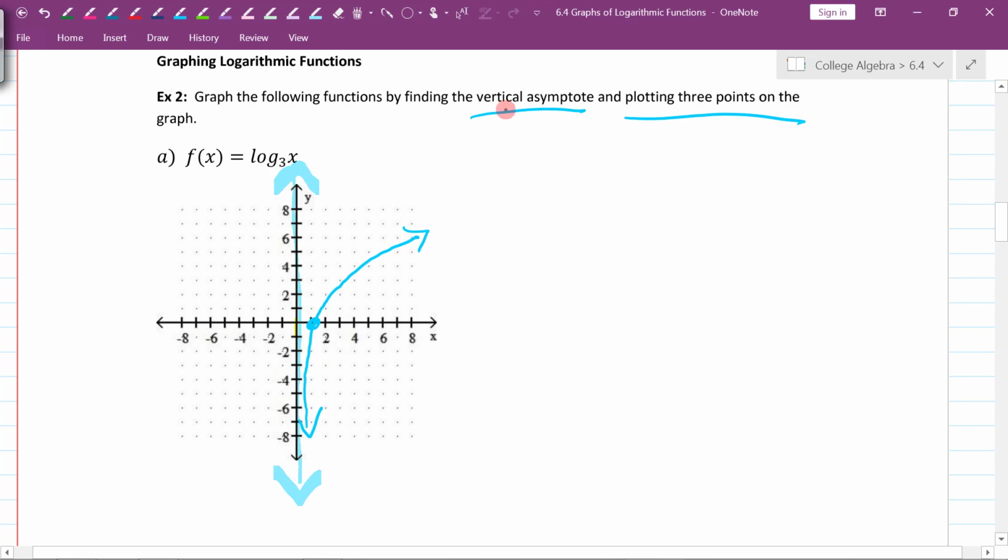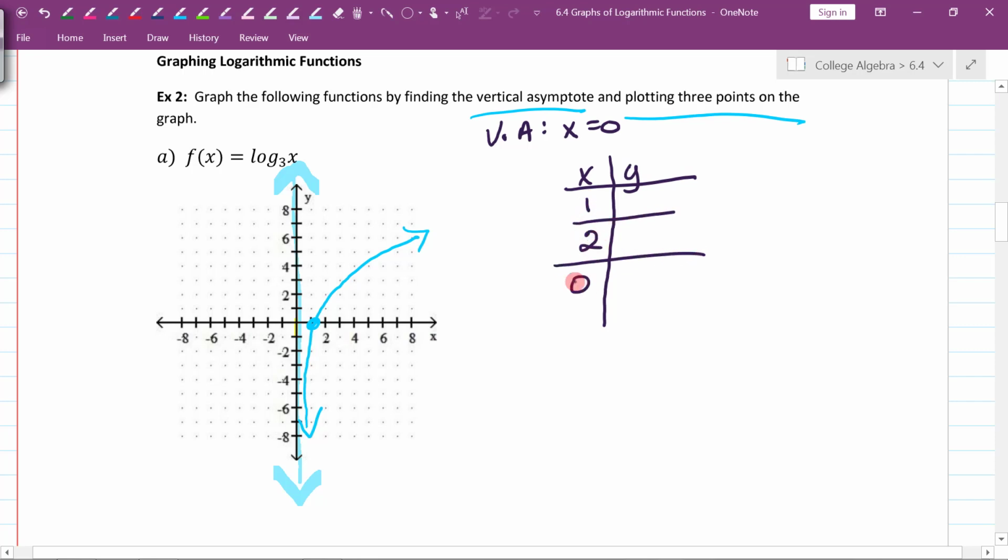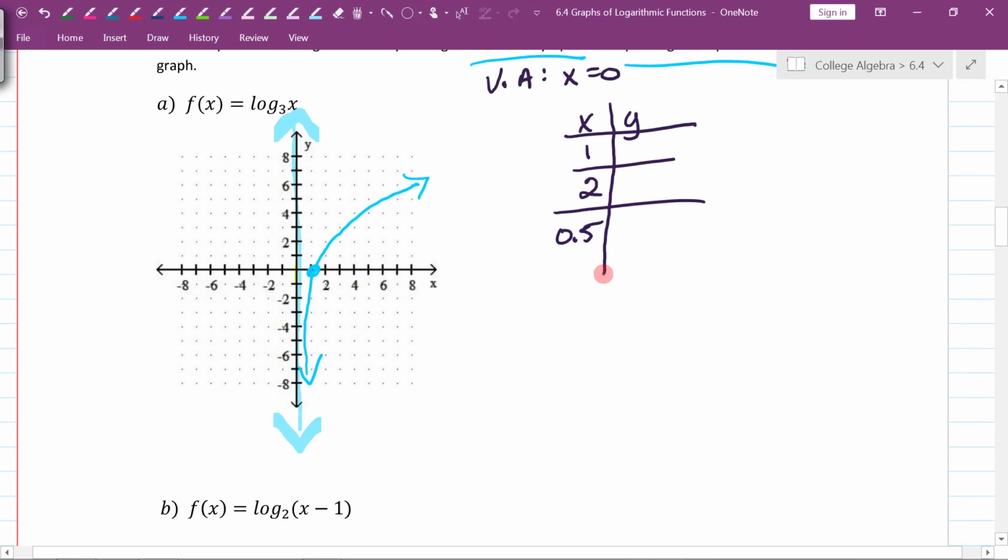The vertical asymptote, as you can tell, is the entire y-axis, so our VA is going to be x equals 0. Okay, so we have that done. The next thing that I need to identify are 3 points. So we're going to do x and y, and I'm going to choose 1, 2, and instead of 0, we'll throw in 0.5. And yes, I kind of looked at those ahead of time before I chose them.